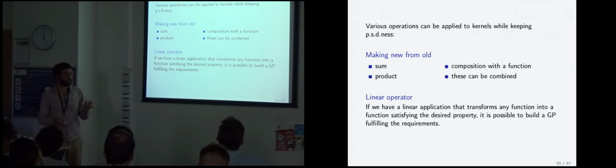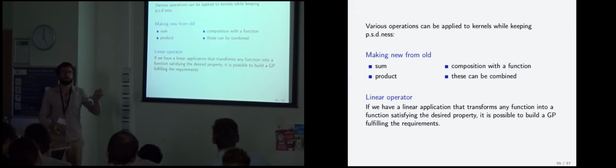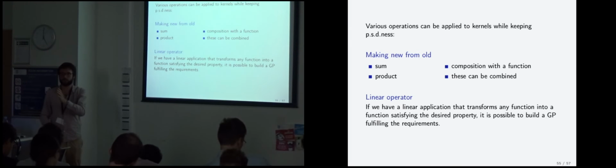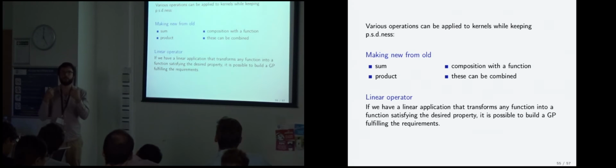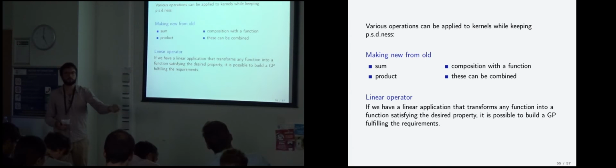So Rich was saying earlier on that if you have a linear mapping that goes from any function to a function that has the property you want, for example, you can find a linear mapping that will take any function and return to you a symmetric function, then you can use that to build a kernel that will generate symmetric sample paths. So if you have a linear operator that maps a function to what you want, then you can build the right kernel.